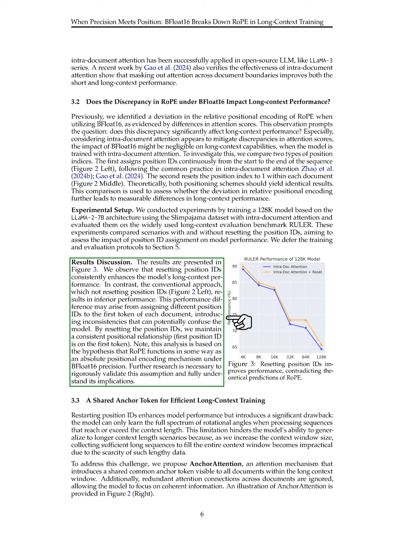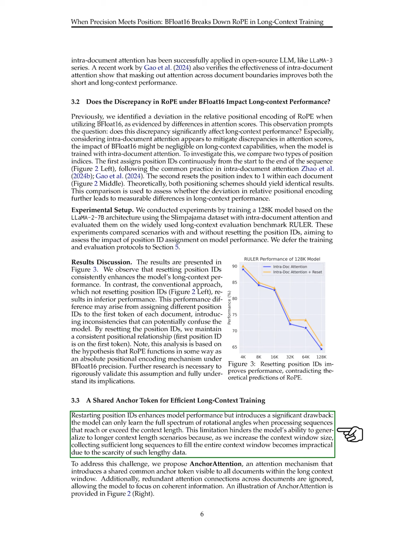Our results showed that resetting position IDs consistently improved long context performance, while not resetting them led to poorer outcomes. This performance gap likely arises from inconsistencies in position IDs assigned to the first token of each document. By resetting position IDs, we maintained a consistent positional relationship, which is crucial for the model's understanding. We also introduced a shared anchor token for efficient long context training.